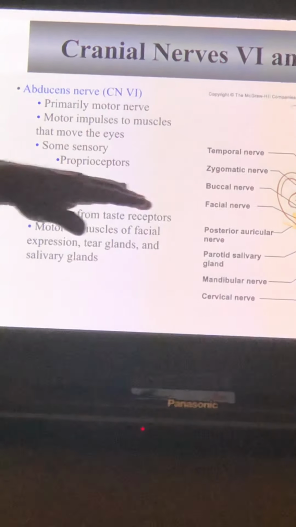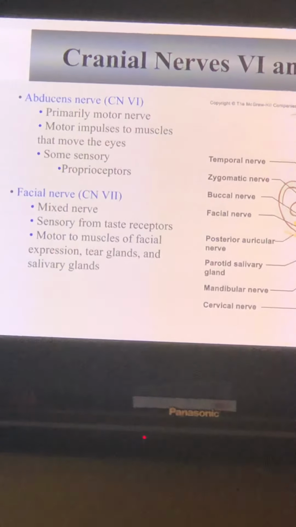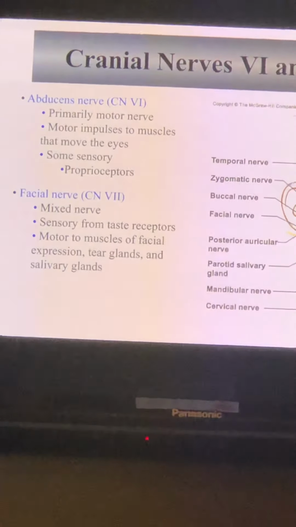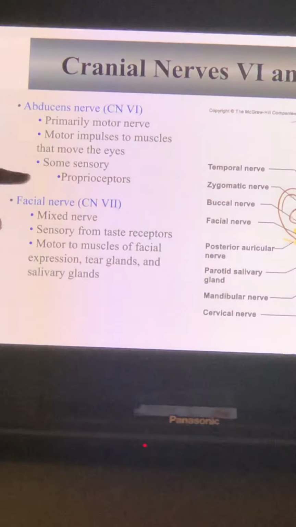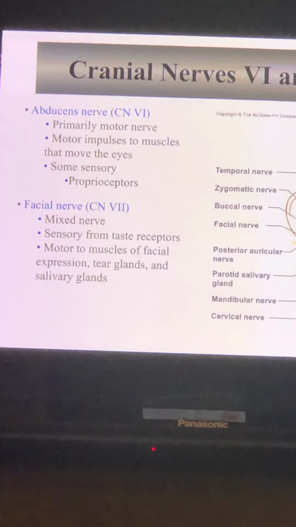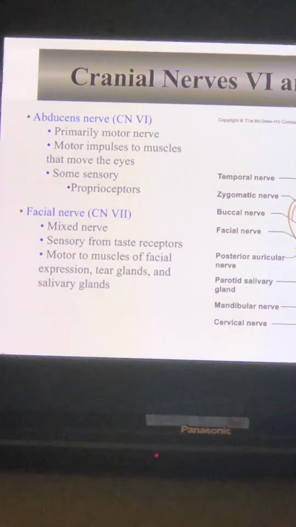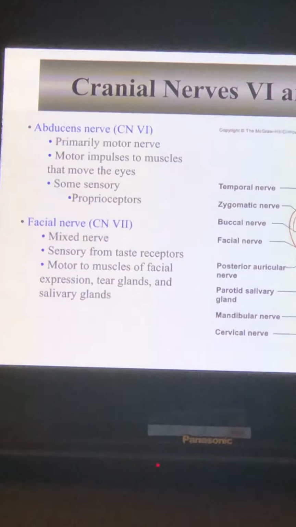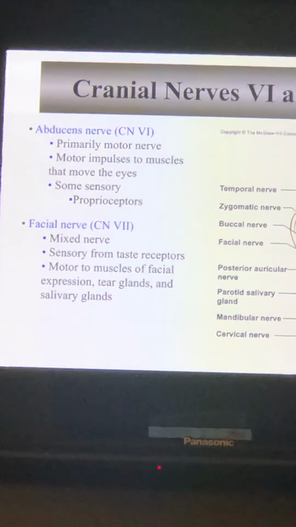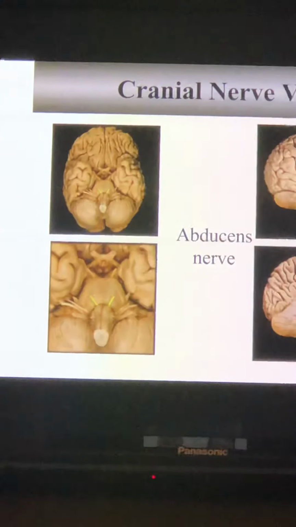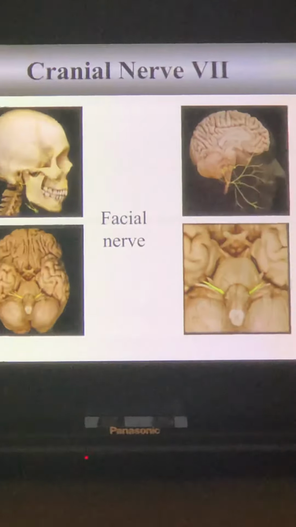Cranial nerve 7, another mixed nerve. It is motor to the face. If you smile, that's what is controlling that. And it is also the taste on the anterior 2/3 of your tongue. So motor to the face, sensory to the anterior 2/3 of the tongue for taste.